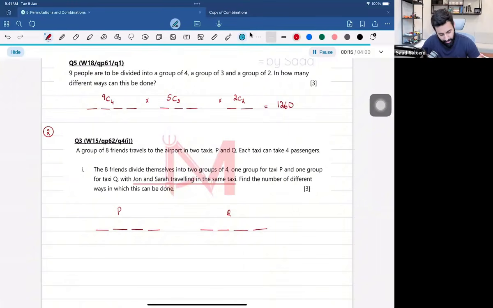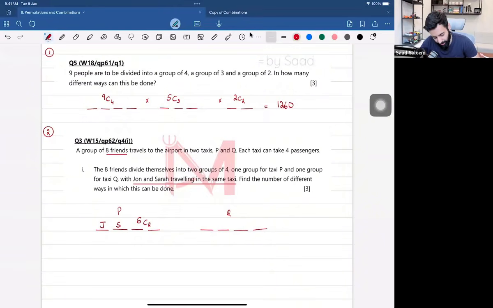So that means if I put John and Sarah together in taxi P, we had 8 friends, John and Sarah are 2 people, so now we're down to 6 people. That means the remaining 2 people can be chosen from the remaining 6 people. And for the other taxi, there are 4 people left, and we have to choose all 4 of them. So that would be 4C4. Okay, so 6C2 times 4C4.